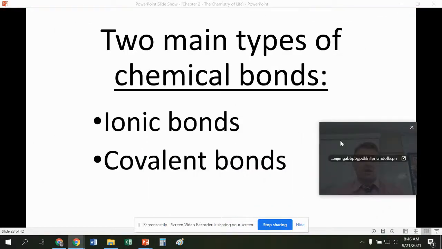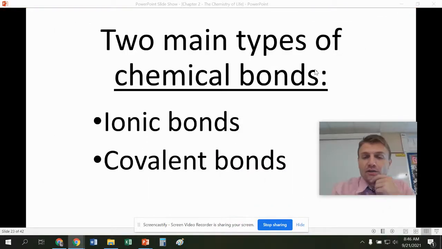Now, the 2 different types of bonds we're going to quickly talk about are ionic and covalent bonds. These are, again, bonds that are going to work with how the electrons are interacting with each other through the different atoms. Let's go on to the first one.